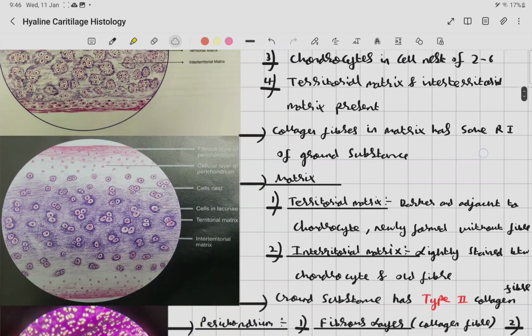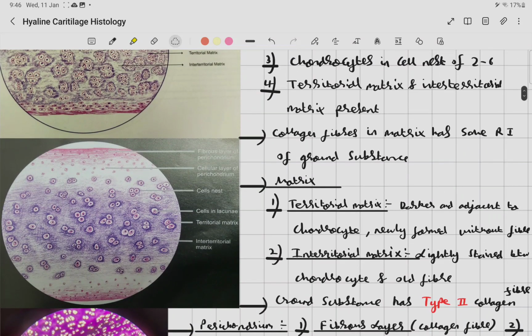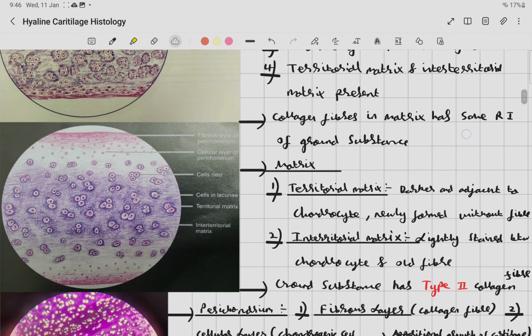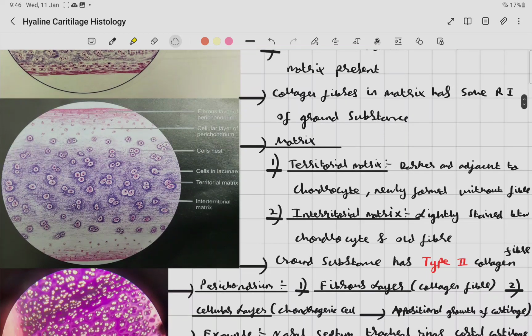Now we'll learn about the matrix. The matrix is divided into two: the territorial matrix and the interterritorial matrix. The territorial matrix is darker, adjacent to the chondrocyte, and newly formed without fibers. The interterritorial matrix is lightly stained, between the chondrocyte and the old fiber.